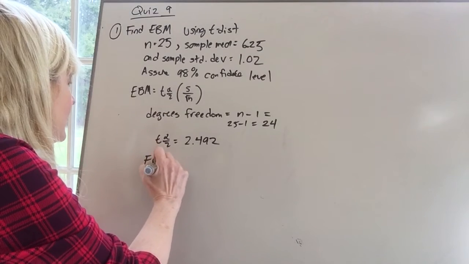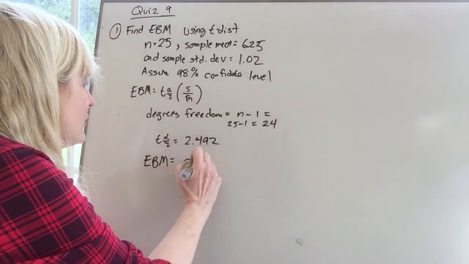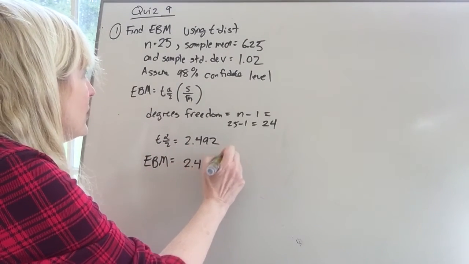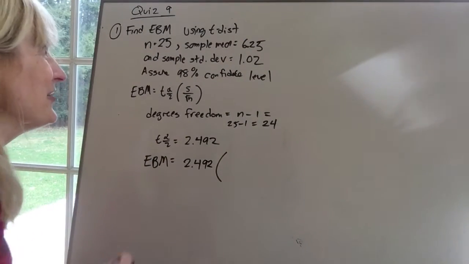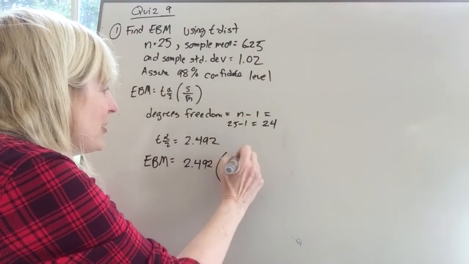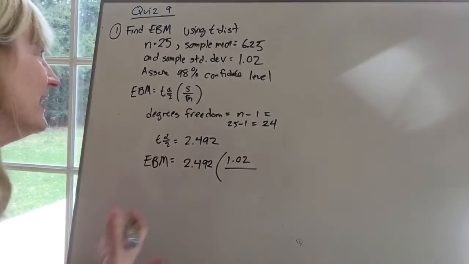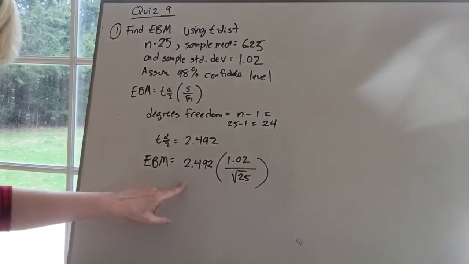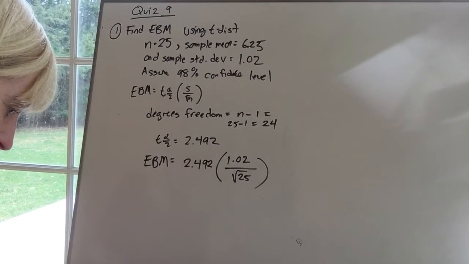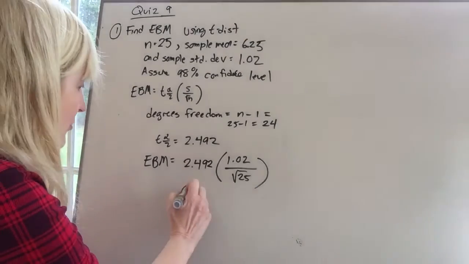So now guess what, guys? It's just plug in time. So it's t alpha over 2, which is 2.492. S is the sample standard deviation, which is 1.02. And n is the sample size, square root of 25. So if you plug that, guys, into your calculator, you get 0.508.